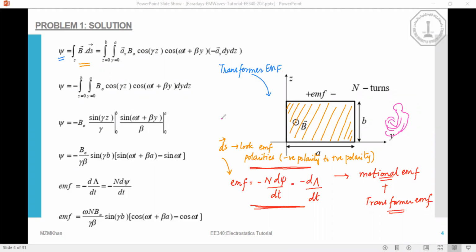Therefore, my ds, I can see the ds. So it is dy and dz. Very simple. It is dy and dz. But what is my unit normal? You will find it from the EMF. So move your fingers from here to here, which is what I'm doing, here to here. And this is my thumb, which is going inside the screen. So therefore, it is minus AX bar.